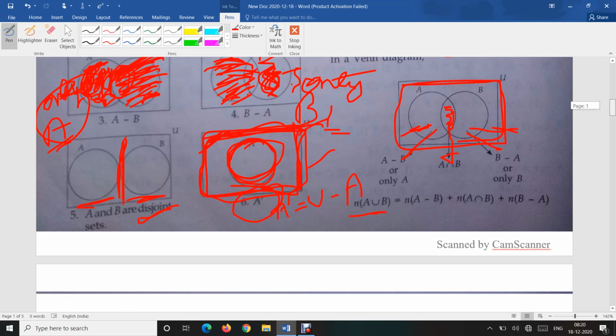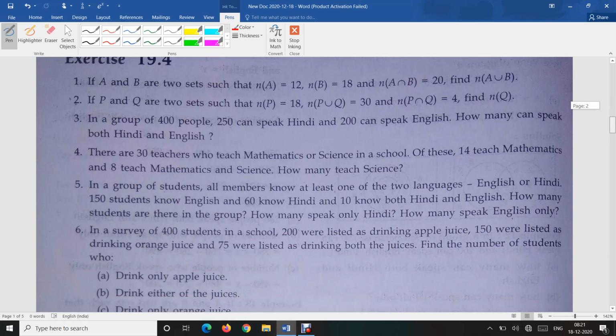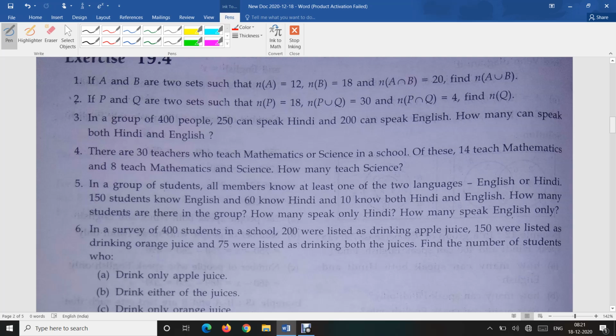Now let us move towards the questions of exercise 19.4. You have two classes today, from 9:30 to 10 and 10 to 10:30. That's why this lecture is somewhat large, somewhat extended.